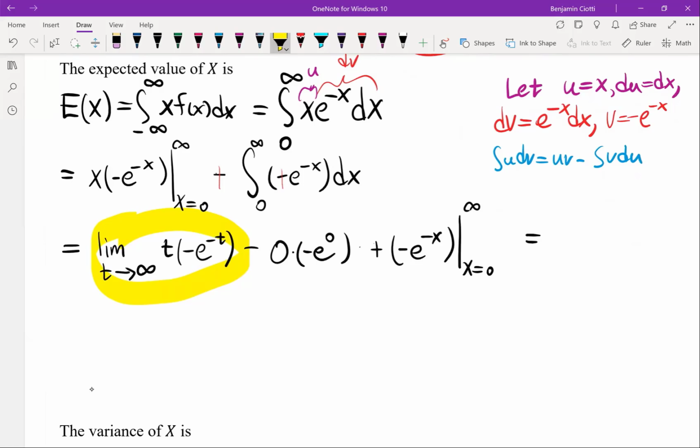For this term, where I have the limit, in order to evaluate that, we could use L'Hopital's rule. t e to the negative t is the same as t over e to the t. And we're letting t go to infinity. So this fraction right here is of the indeterminate form to which L'Hopital's rule applies.